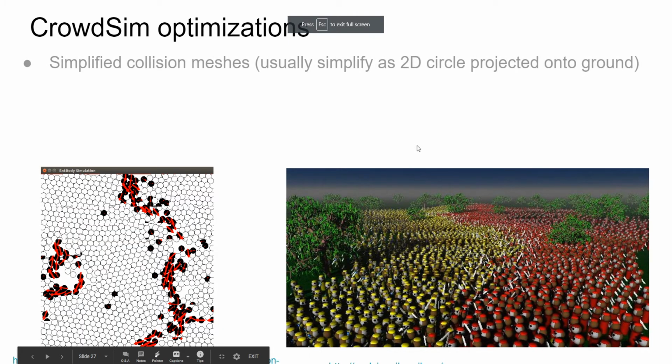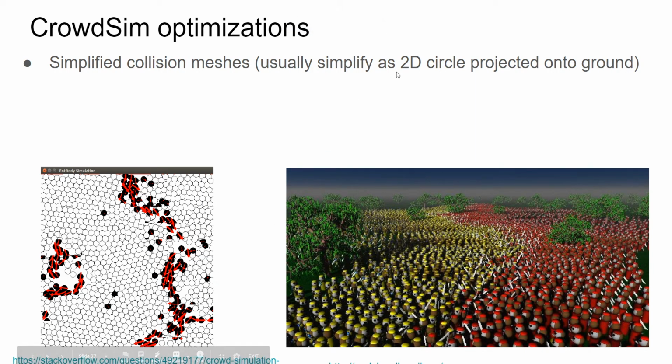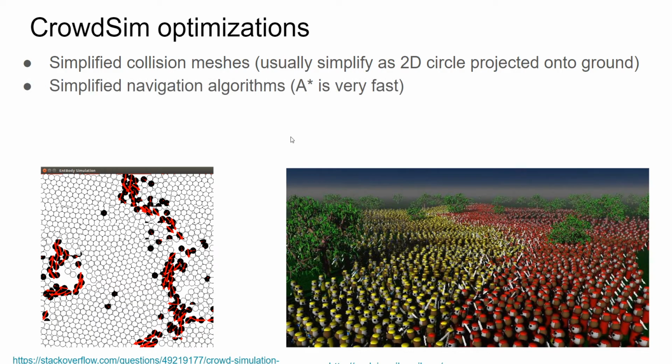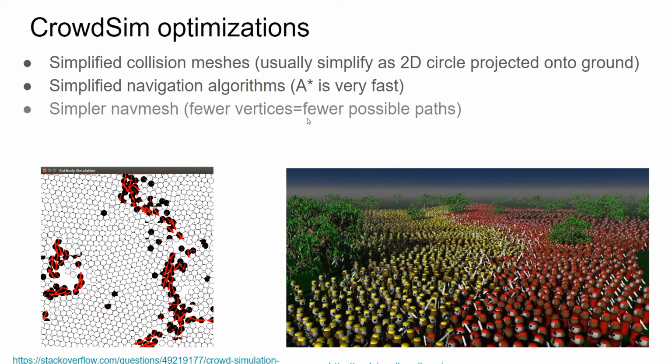There are a lot of optimizations, like you can simplify the collision meshes. Generally, they just use cylinders or a 2D circle that's projected onto the ground. We simplify the navigation algorithms, like A star is very fast. It doesn't work for every single circumstance, but it's really fast. You can have simpler nav meshes, so you can have fewer vertices to navigate, which will let you compute a path faster, but you'll have fewer possible paths for them to navigate.